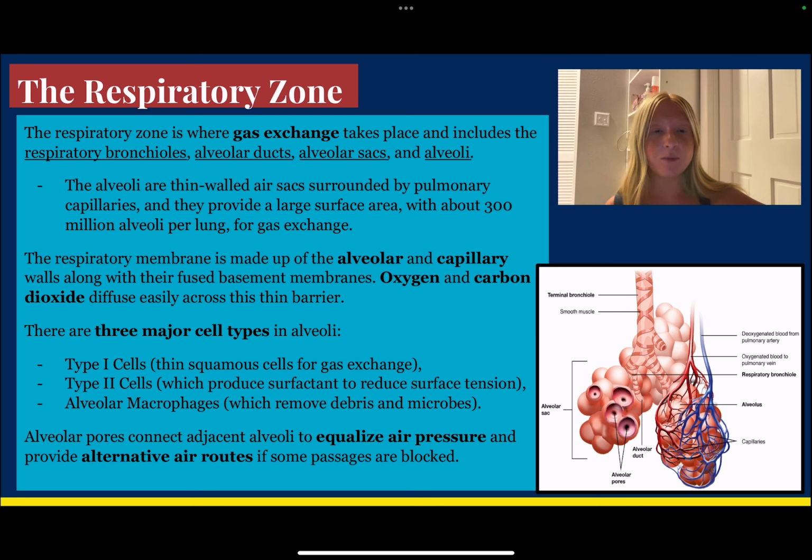The respiratory membrane is made up of the alveolar and capillary walls, along with their fused basement membranes. Oxygen and carbon dioxide diffuse easily across this thin barrier. The 3 major types of alveolar cells include type 1 cells, type 2 cells, and alveolar macrophages. Alveolar pores connect adjacent alveoli to equalize air pressure and provide alternative air routes when passages become blocked.